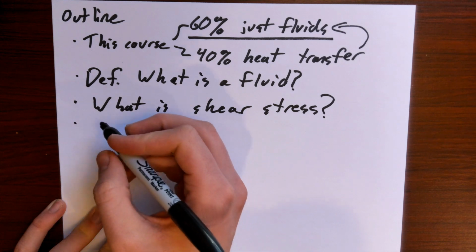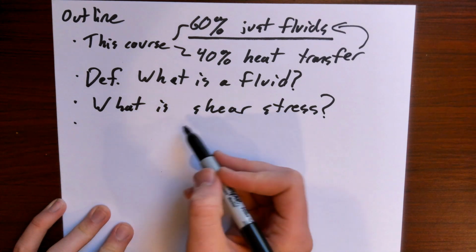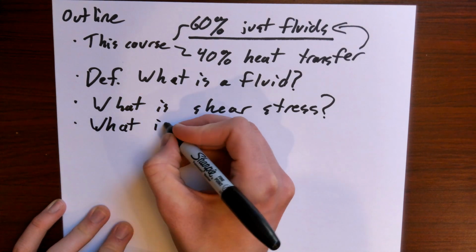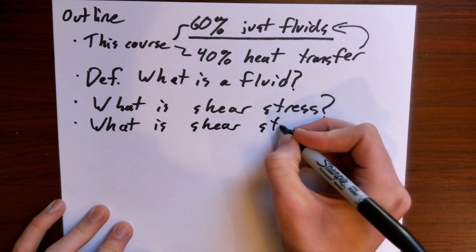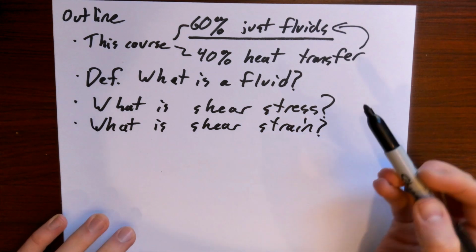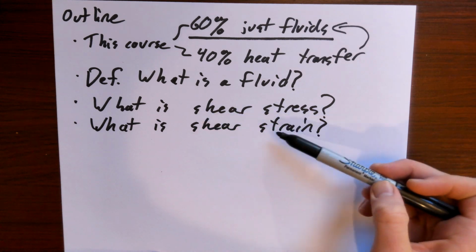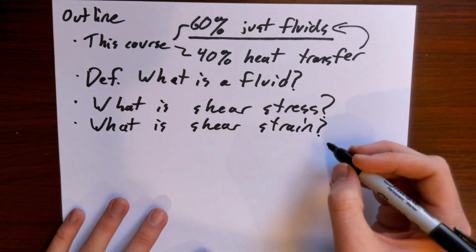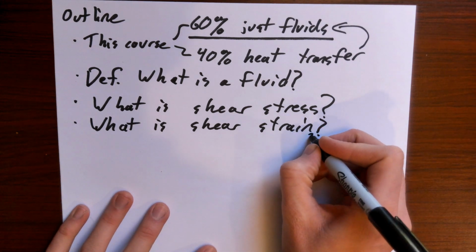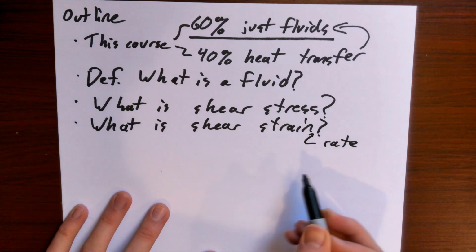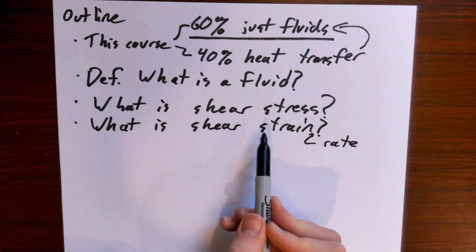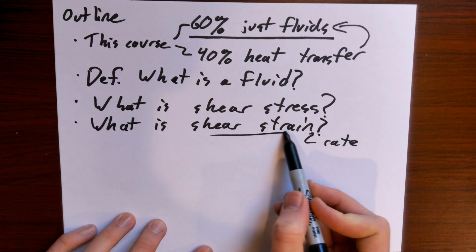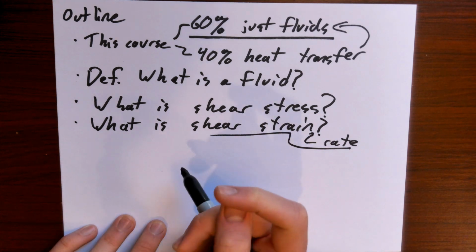So what is shear stress? And if we think about movements of fluids, it's also going to be important to talk about shear strain. For solids, there's a relationship between shear stress and shear strain. For fluids, there's a relationship between shear stress and shear strain rate. So basically, how quickly is that fluid being strained and what is the stress? So we'll talk about shear strain and then we'll talk about shear strain rate as it relates to shear stress.